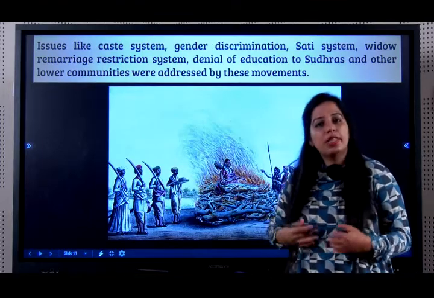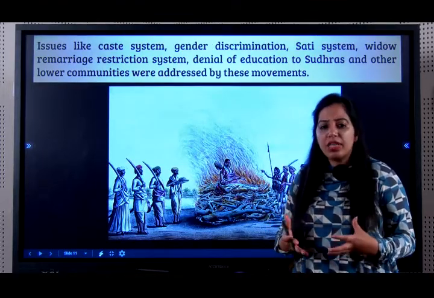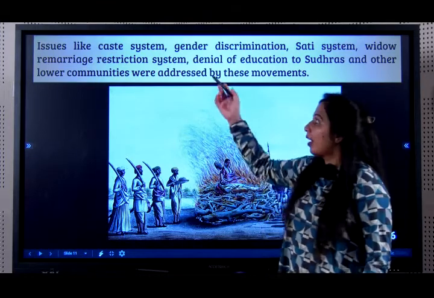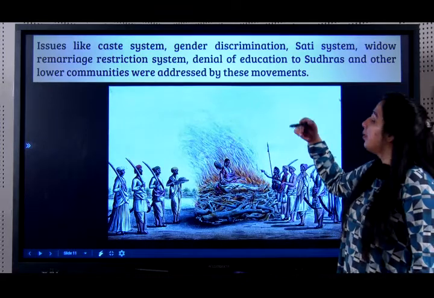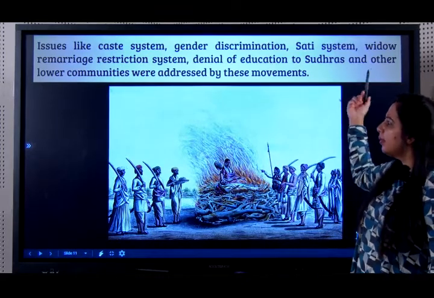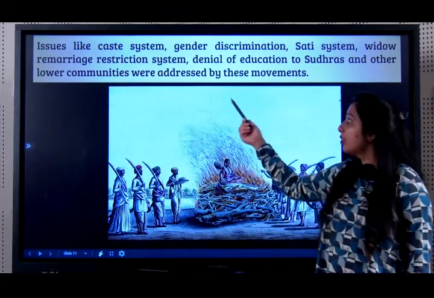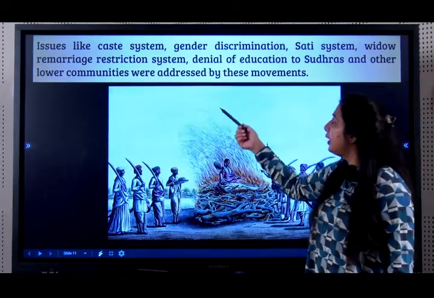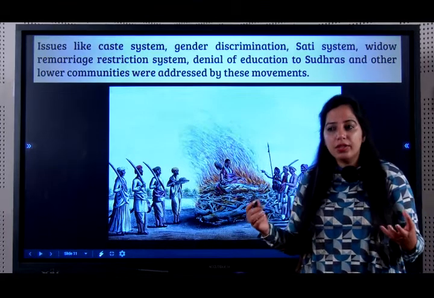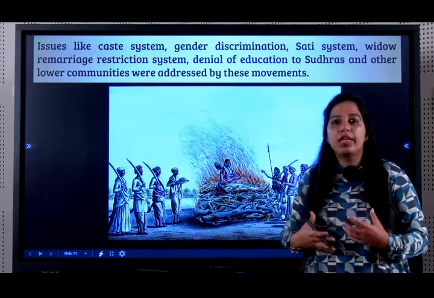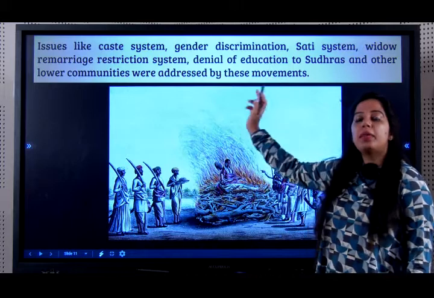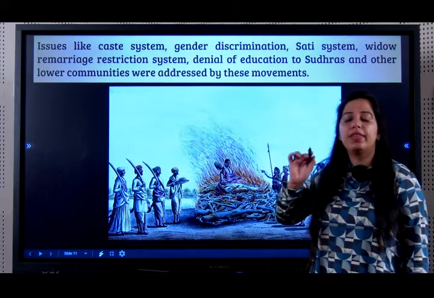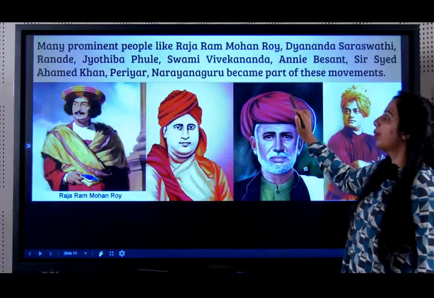What were the issues they discussed, students? What were the issues that were troubling the society that they wanted to remove? Caste system, gender discrimination, sati system, widow remarriage restriction, denial of education to Shudras and other lower communities. These were the issues that the social reformers tried to address. For 1 mark, you should learn at least 3 issues. It's very, very, very important from the examination point of view.